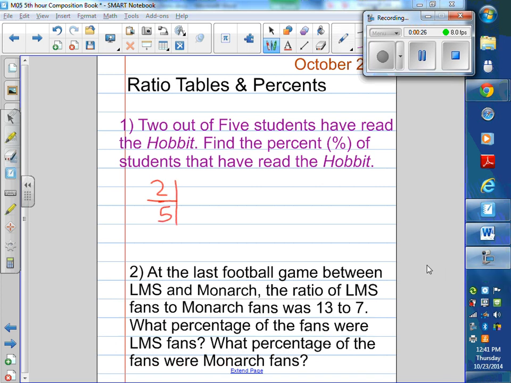And you would multiply, so 5 times 20 equals 100. And 2 times 20 equals 40. So it's 40 out of 100. So 40% of the students have read The Hobbit. So now going to, I would just go down.